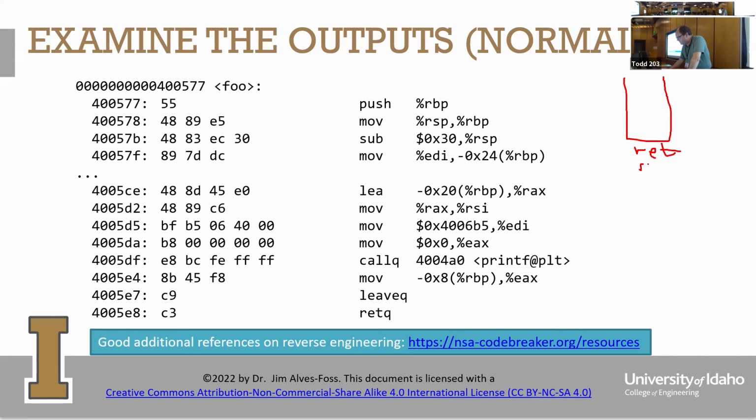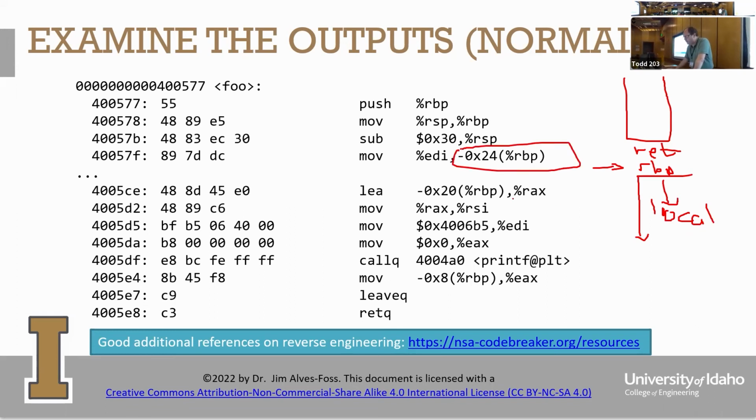Then we push the RBP register. Now, RBP is then pointing to here. And then below this is where I allocate space for the local variables. So these are RBP minus something, which gives us access to the local variable. So RBP minus hex 24 is where I'm storing something.